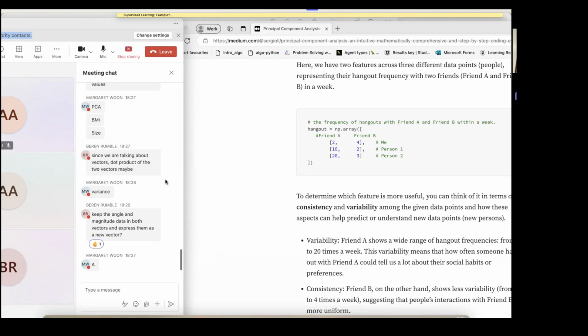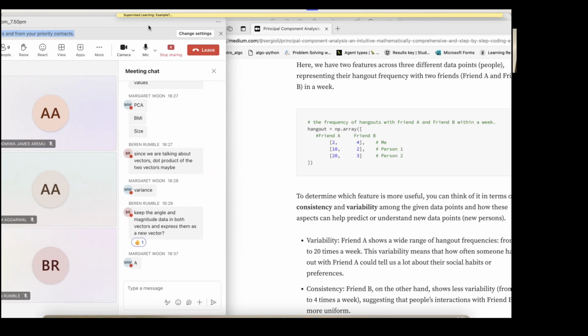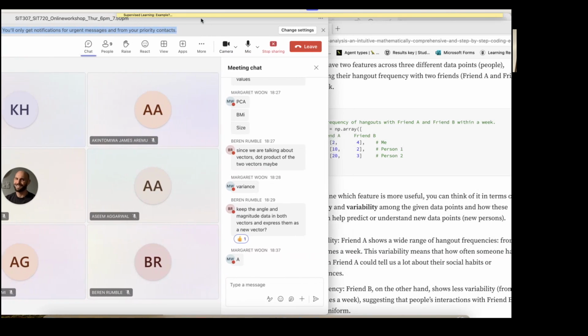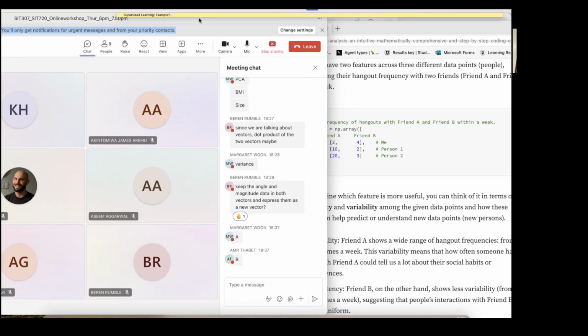Margaret, why A? Because I sum them up: 10 plus 20 plus 2, 32. So the A person was willing to hang out with people, so it's more friendly. Compared to friend B, the total is only about 9. So that's my reason.